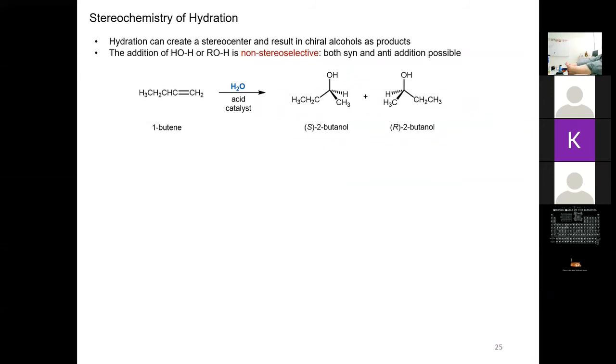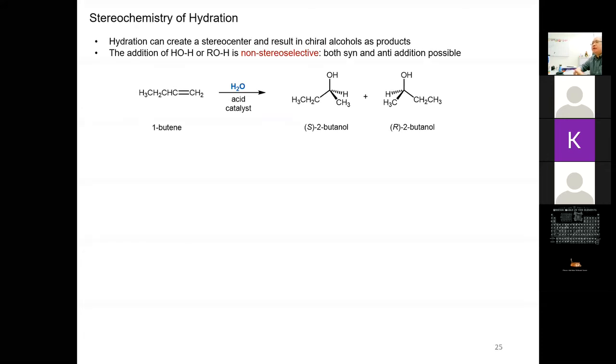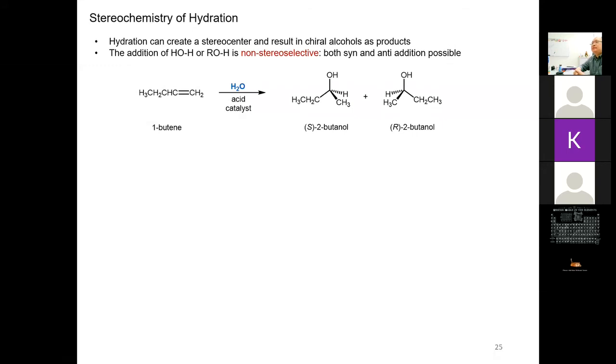Then we need to talk about the stereochemistry of the hydration reactions. Hydration in general can generate a stereocenter on the alkene starting material, with a chiral alcohol as the product. But the addition of HOH or the alcohol is non-stereoselective. This is similar to HX. If you add hydrogen bromide, it's non-stereoselective because the intermediate is a carbocation, which is flat. And because it is flat, the nucleophile can attack from the top face or the bottom face.